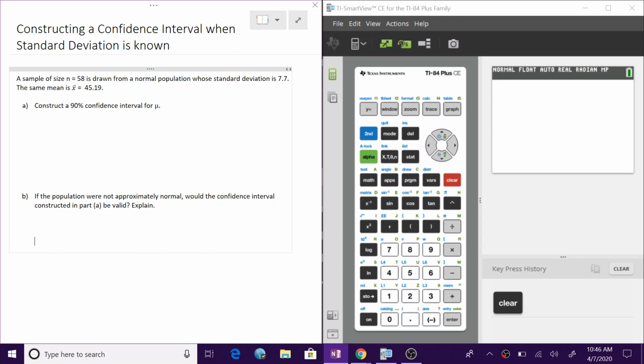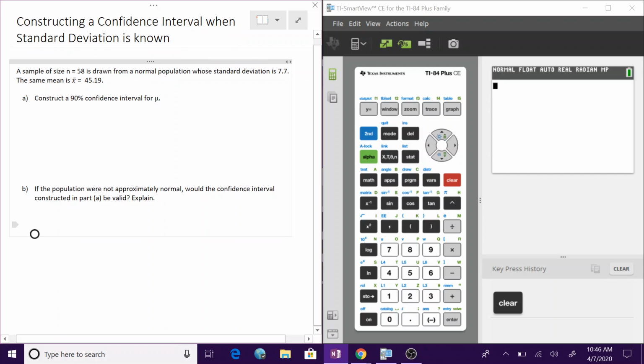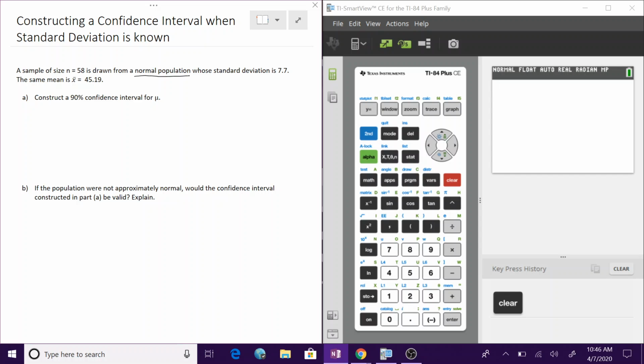Alright, in this video we're going to be talking about constructing a confidence interval when our standard deviation is known. So in my problem or example, you can see it says a sample of size n equals 58 is drawn from a normal population whose standard deviation is 7.7 and the sample mean is x bar equals 45.19. The very first thing it wants us to do is construct a 90% confidence interval for our mu, or our population mean.